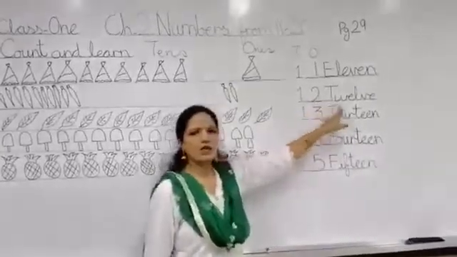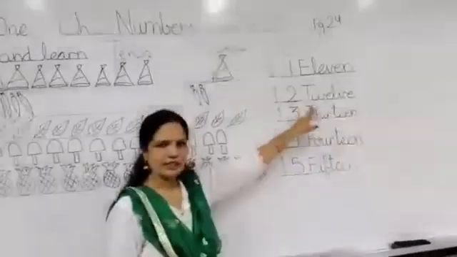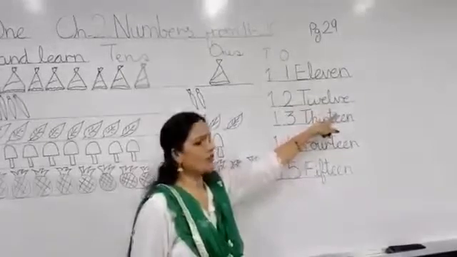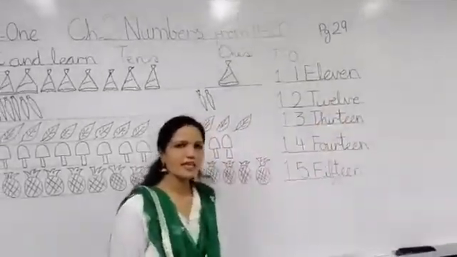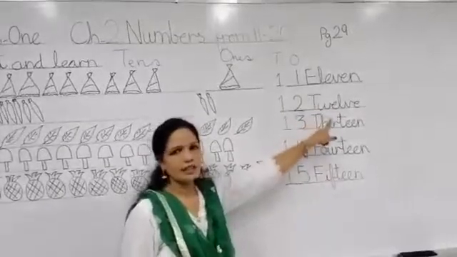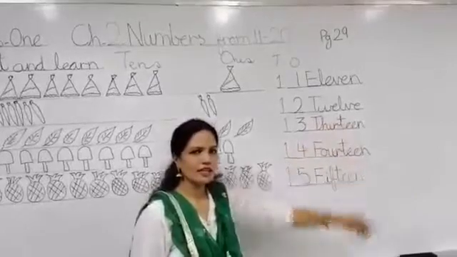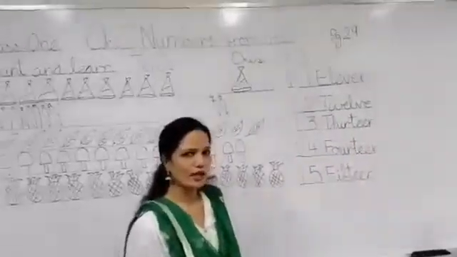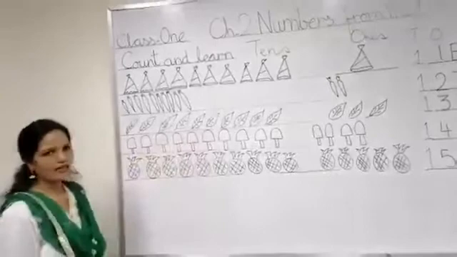What does it make? 12. Let's say the spellings of 12. T W E L V E. 12. Can you say it again? T W E L V E. 12. I hope you have learned the spellings of 12. So let's go further.